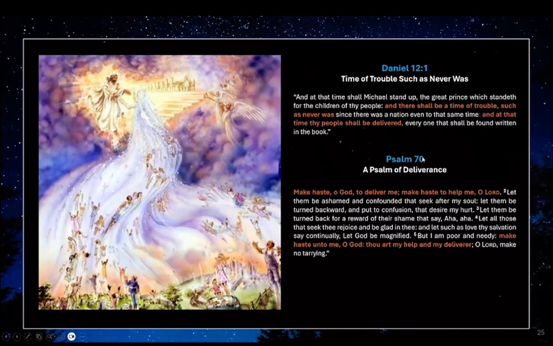Now, if you look at Psalms 70, we want to get all the information we can get from the Bible that's related to the number 70 and the letter Ayin. And so here I turn to Psalm 70 to see what the theme is there, and it is a theme of deliverance. Perfect. Make haste, O Elohim, to deliver me. Make haste to help me, O Yahuwah. Let them be ashamed and confounded that seek after my soul. Let them be turned backward and put to confusion that desire my hurt.